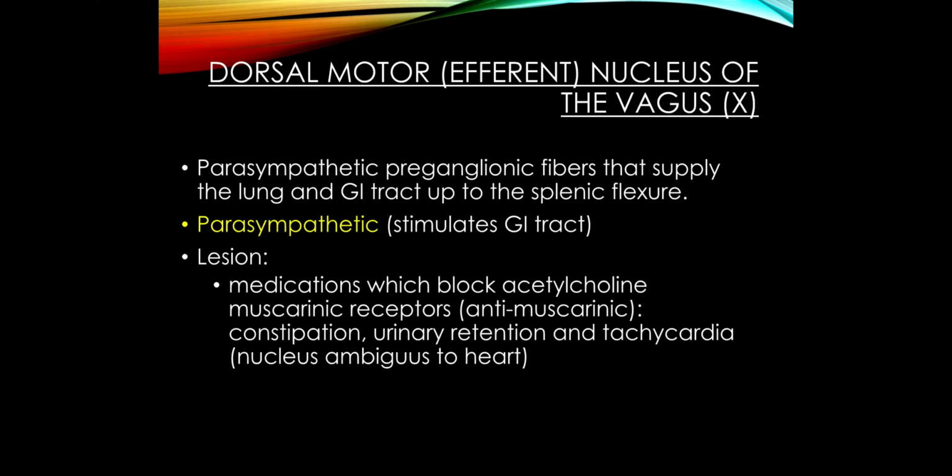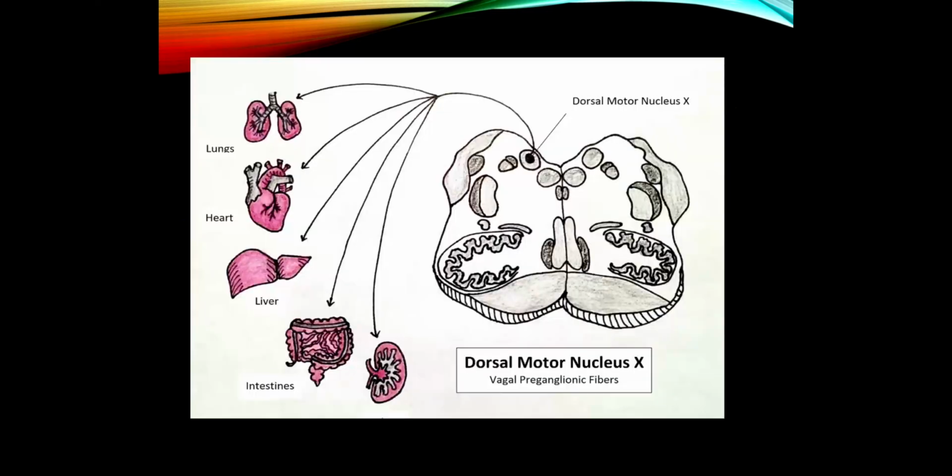Okay, so if we have a lesion, and what would cause a lesion there? Well, you could have a stroke or something, but medications that block acetylcholine that is released by the dorsal motor nucleus of the vagus will block its function. So therefore, if you're losing stimulation to the GI tract, medications that block acetylcholine tend to cause constipation and urinary retention. And remember also that parasympathetics via the nucleus ambiguus to the heart also release acetylcholine, and so we'll tend to get an elevated heart rate in patients that take these kinds of medications.